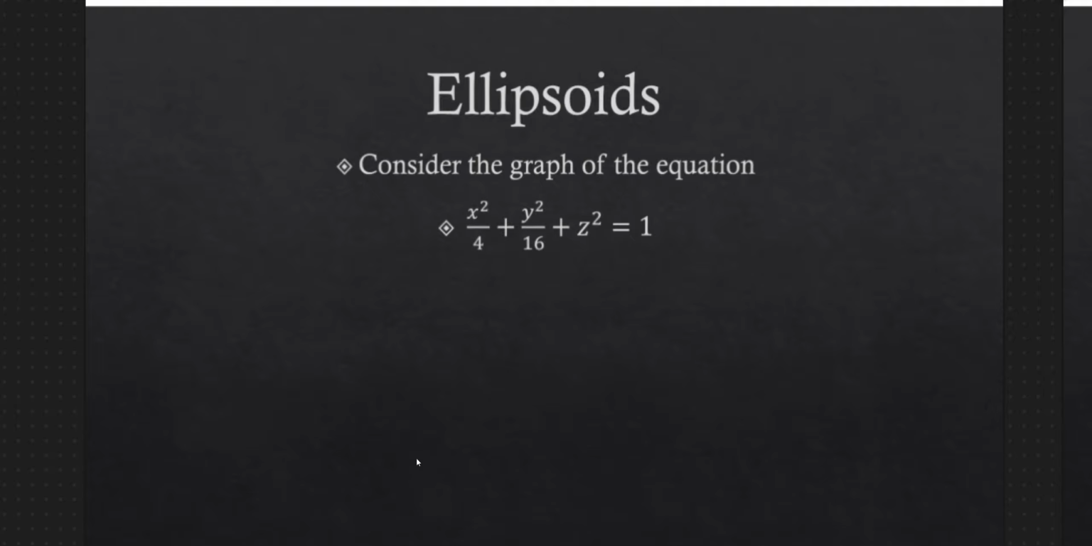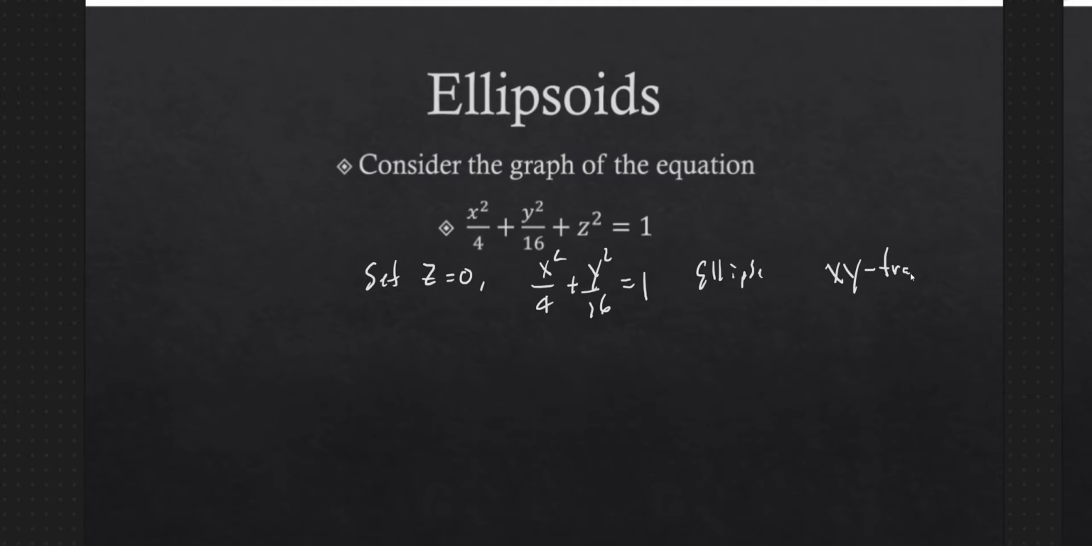So what I'm doing by covering up one of these is setting a variable to zero. Let's say set z equal to 0. Then what we'll get is x squared over 4 plus y squared over 16 equal to 1. And that's an ellipse. And this is the xy trace.